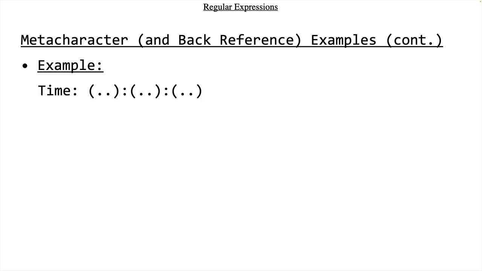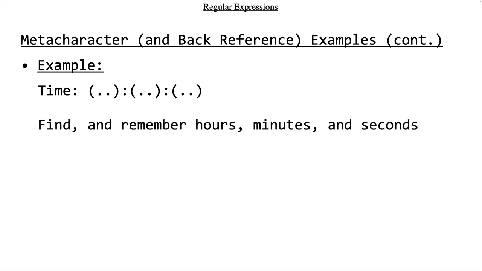Another example might be something like this. I have time, space, so that's part of my regular expression, so that string has to appear. And then I have two characters, two characters, two characters, and those sets of two characters I'm going to remember. And as you might guess from the string time, basically what I'm trying to do here is find and remember hours, minutes, and seconds. So that's examples of meta characters and back references.